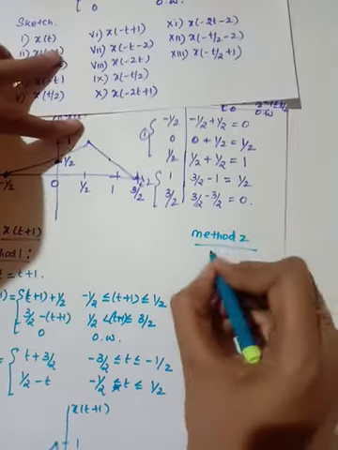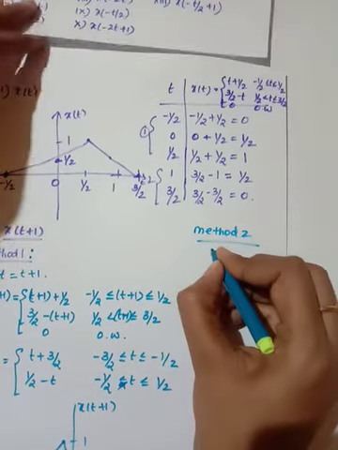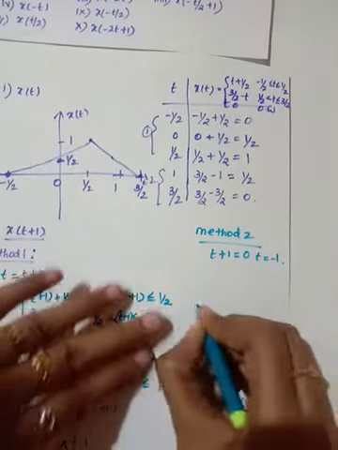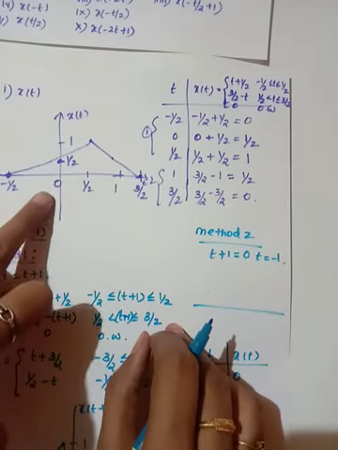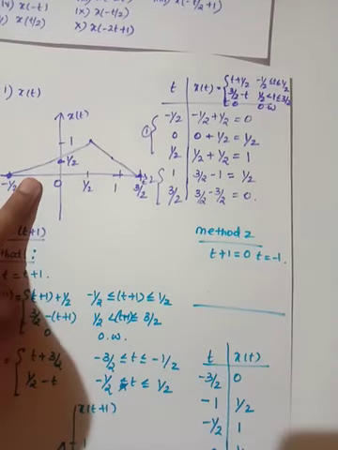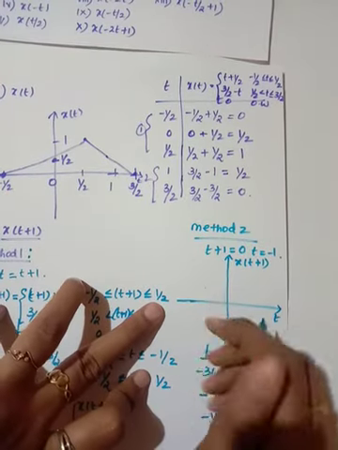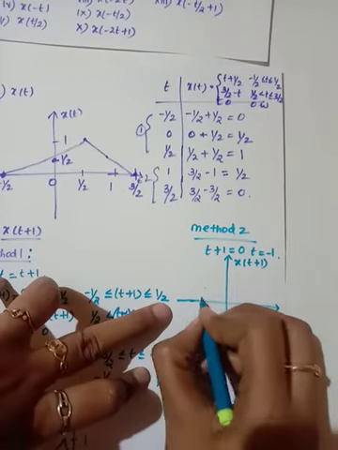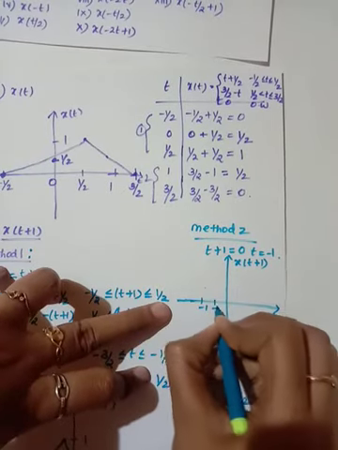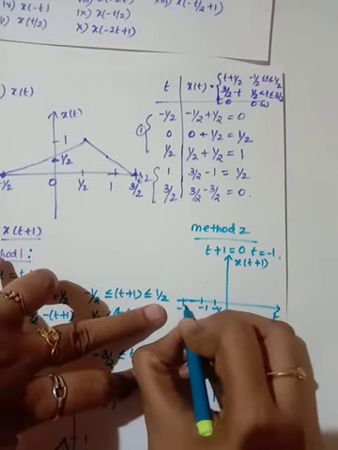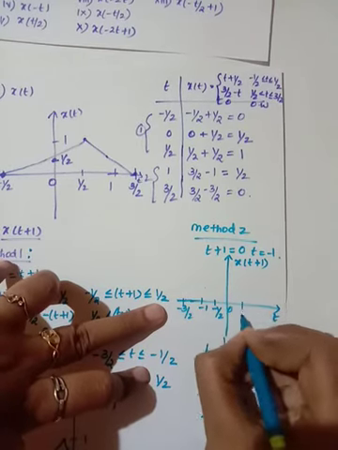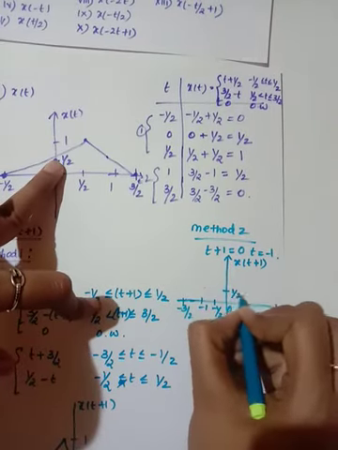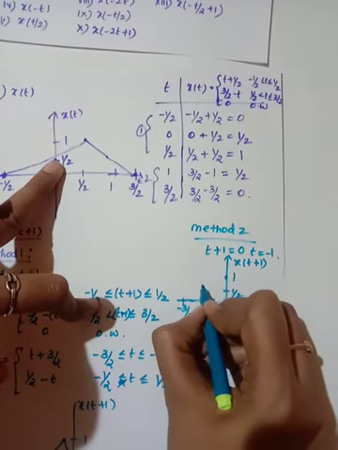Okay, so here in method 2, what we will do is set t plus 1 equal to 0, t equal to minus 1. So the values that were starting at 0 should now start at minus 1. So that is the concept. Okay, so now I am doing this by visual inspection. So t equal to minus 1, so here you will have minus 1 by 2, so here you will have minus 3 by 2, 0, here you will have 1 by 2. So what is the origin value? Here it is 1 by 2, right? So the origin value is 1 by 2.